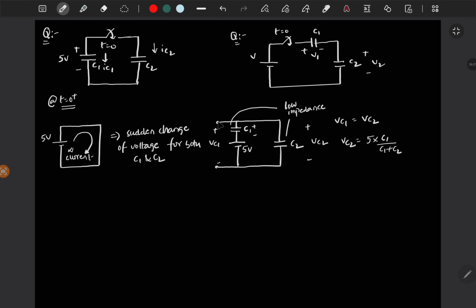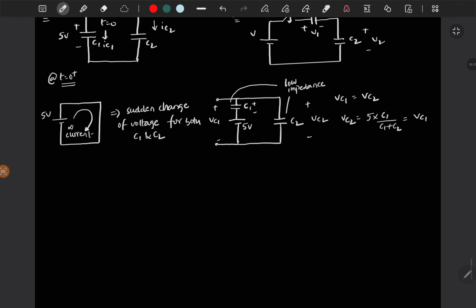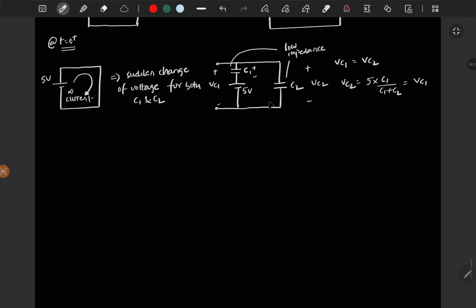But combined, this is the complete capacitor, right? So if you find Vc1, then you will get 5 times C1 by C1 plus C2. So this is also Vc1. So the initial voltage of both the capacitors will be the same.